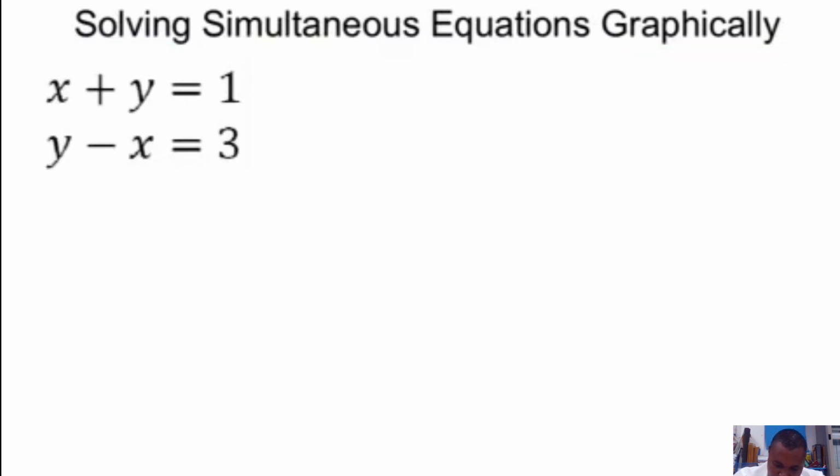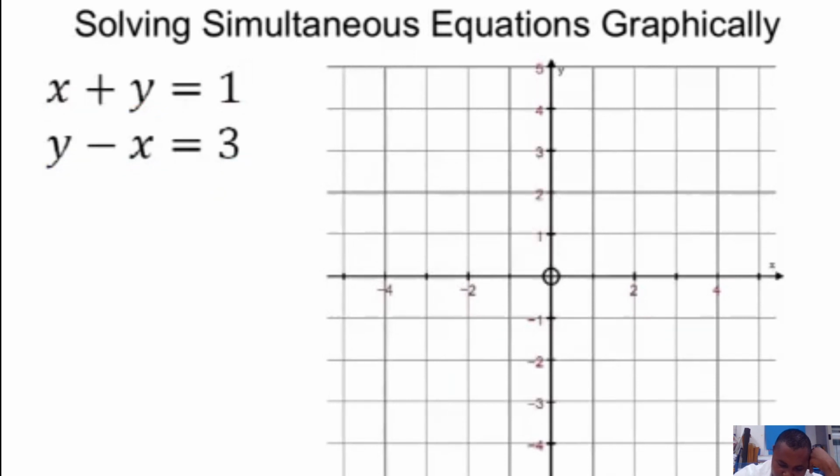Here we have two equations, x plus y equals 1 and y minus x equals 3. We're going to consider these in turn and we're going to draw the graphs of both of them. So first of all, we're going to get ourselves some graph paper with some axes on, and the first one we're going to look at is y minus x equals 3.